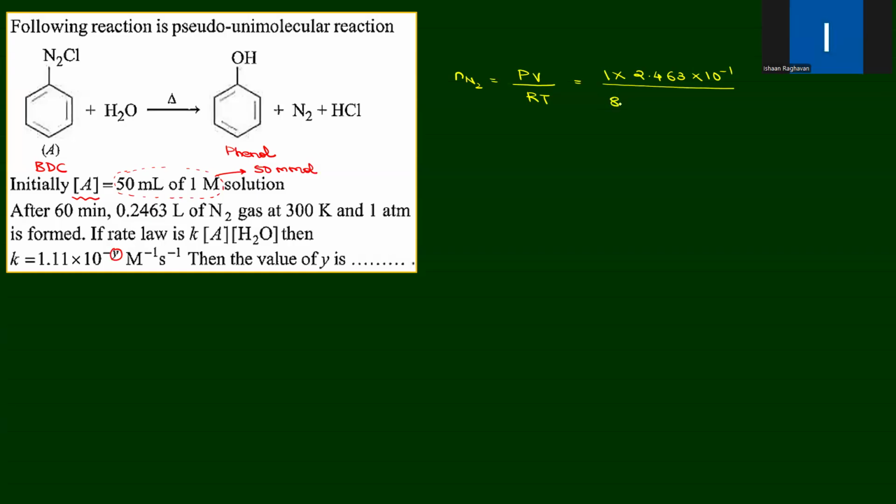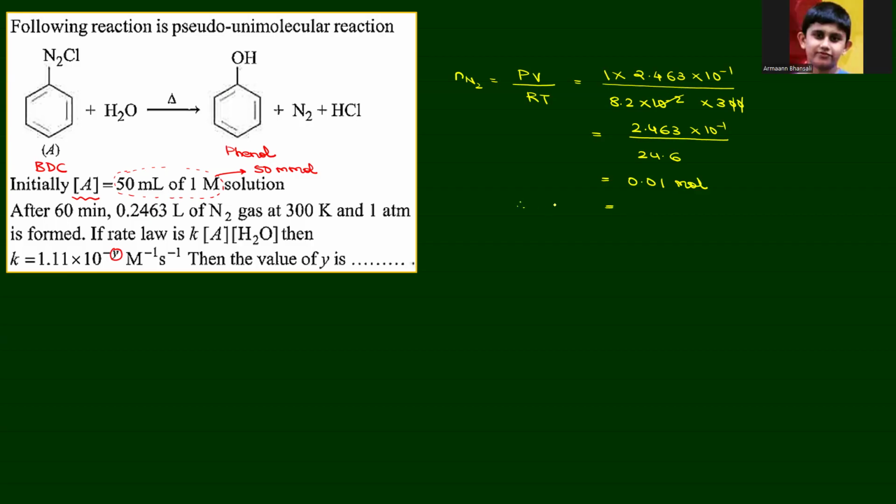So 8.2 into 10 to the power minus 2 times the temperature, which is 300, ये निकल जाएगा. 8.2 times 3 is less than 25. So can I just approximate it to 24.63? Almost, अगर देखोगे 24.60 तो आ रहा है. Yes, so तो ये हो जाएगा 0.01 moles. मिली में कितना लिखूं? 10. 10 millimoles हो गया.